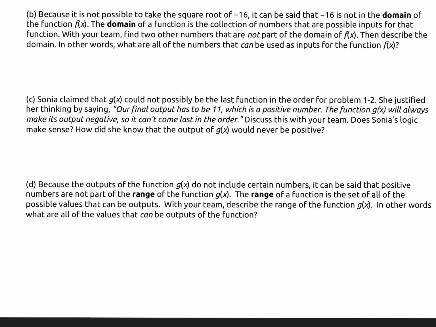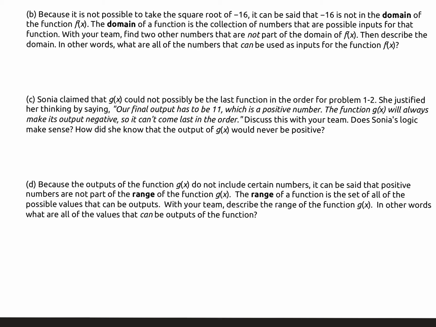Right, so Sonia claimed that g of x could not possibly be the last function in the order. She justified her thinking by saying our final output has to be 11. What we didn't really know is that there was a problem 1, 2. They were trying to put their machines in order so that you could have a final output of 11. Okay, so that's really the key to take from this.